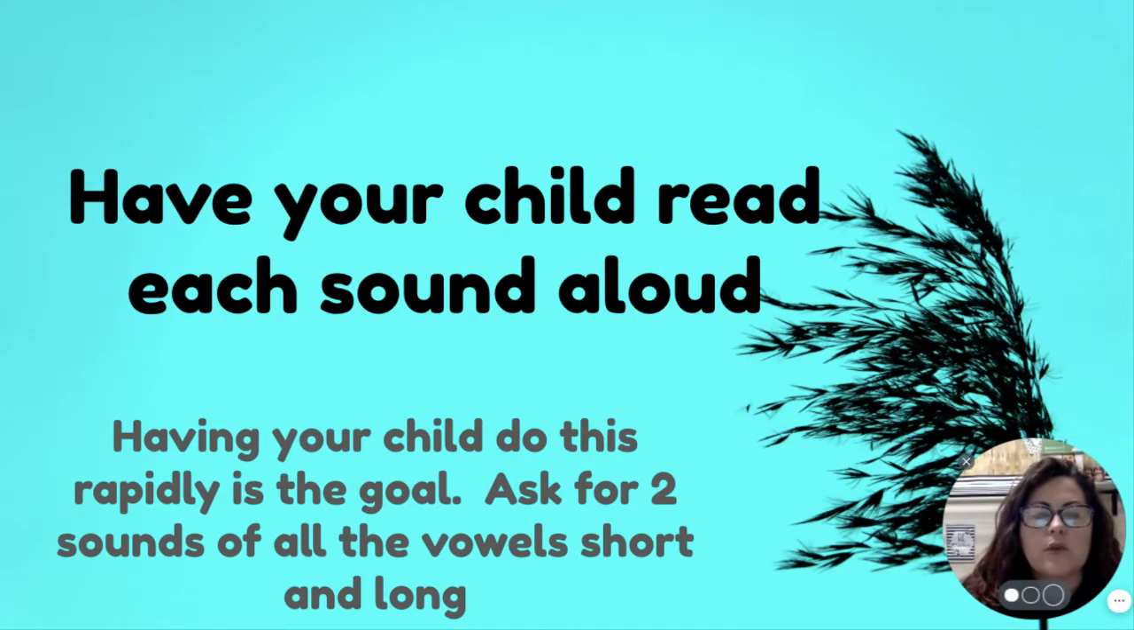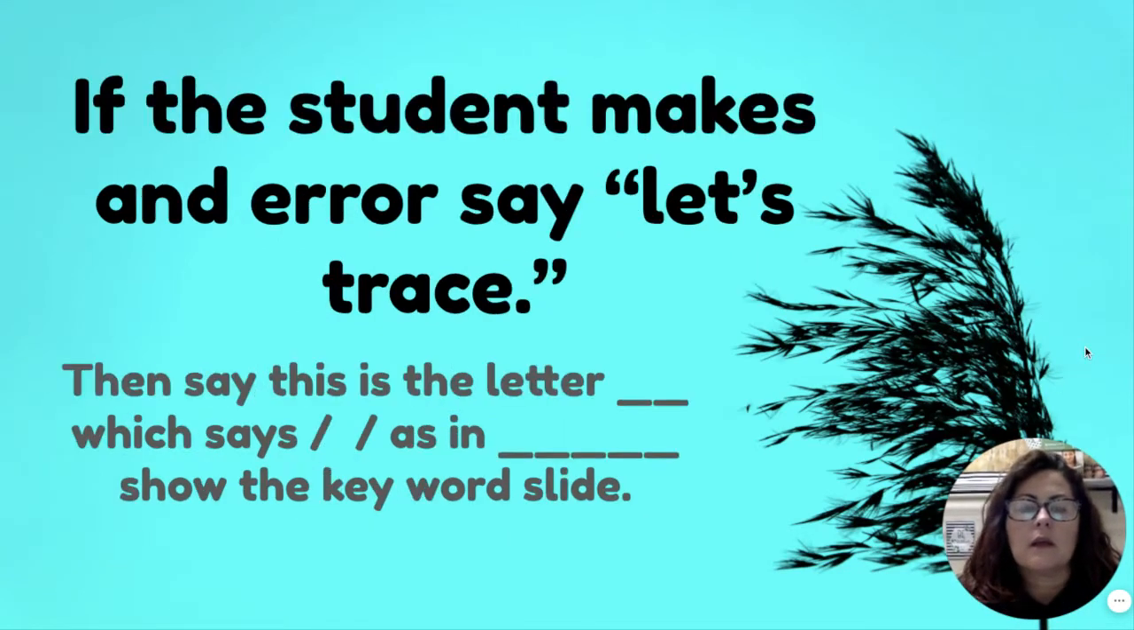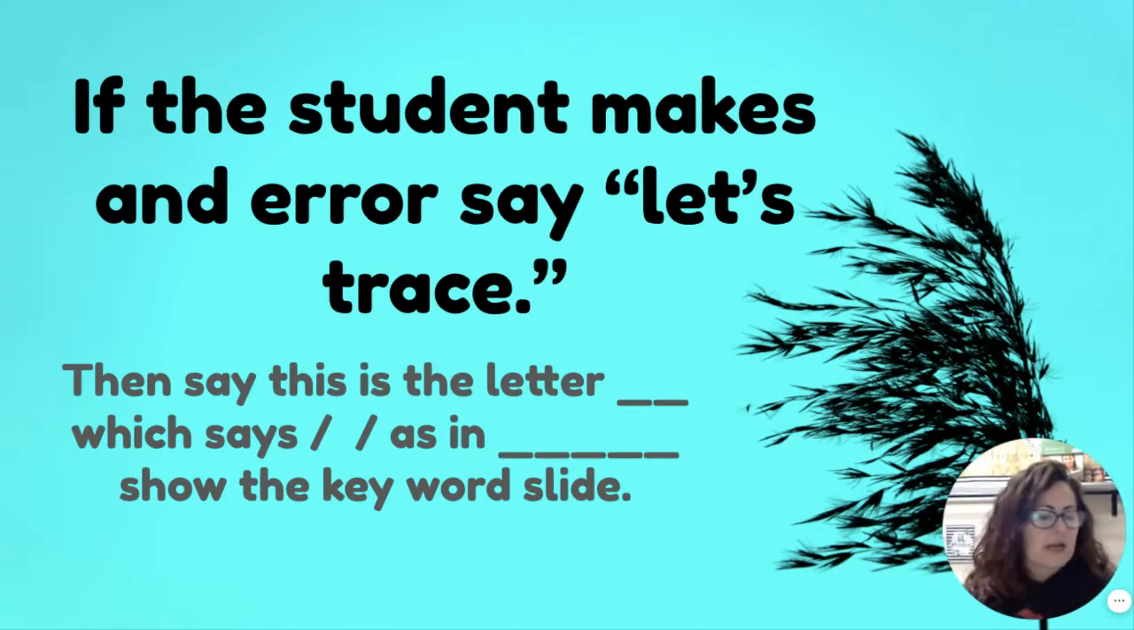For today, we're going to read the sound cards. Don't forget to say both the short and the long sounds for the vowels. If your student makes an error, you would say this is the letter or letters WH, which says W as in wheel, and then you would show the keyword slide and have them trace that 3 times.